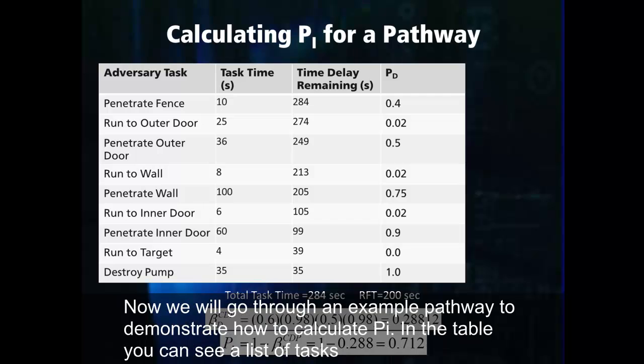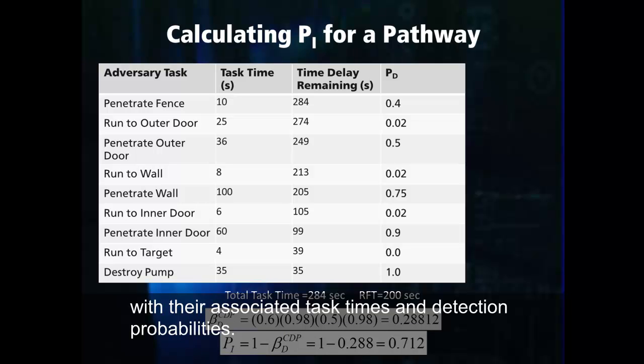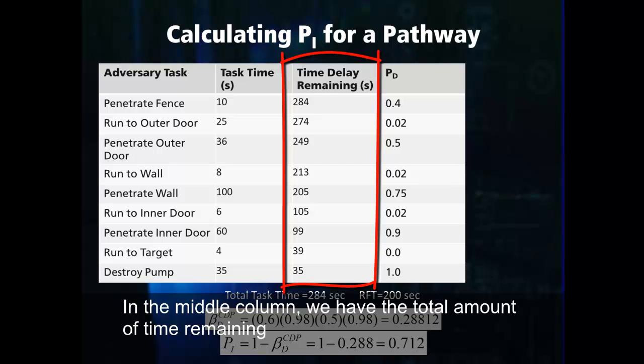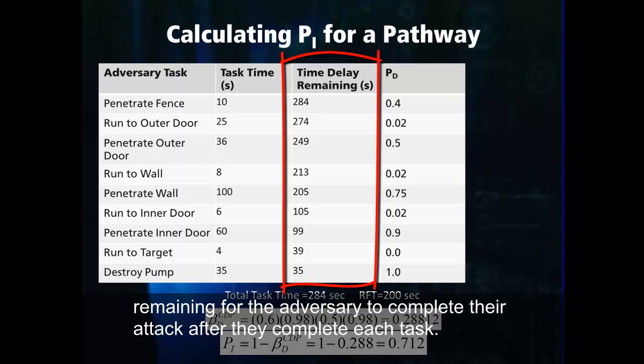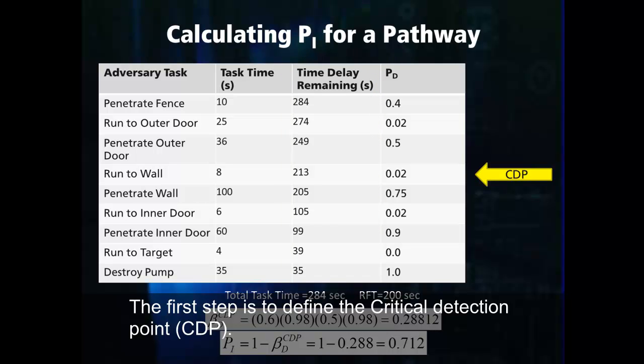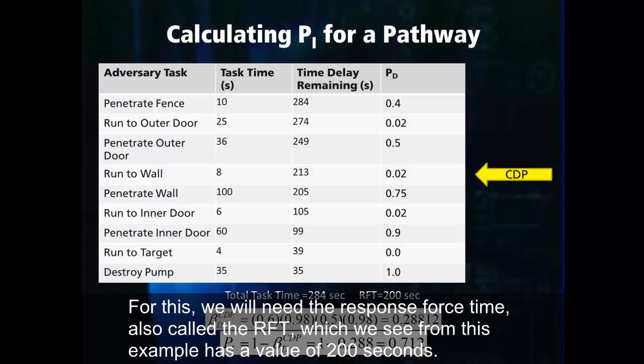Now we will go through an example pathway to demonstrate how to calculate the probability of interruption. In the table, you can see a list of tasks with their associated task times and detection probabilities. In the middle column, we have the total amount of time remaining for the adversary to complete their attack after they complete each task. The first step is to define the critical detection point. For this, we will need the response force time, also called the RFT, which we see from this example has a value of 200 seconds.